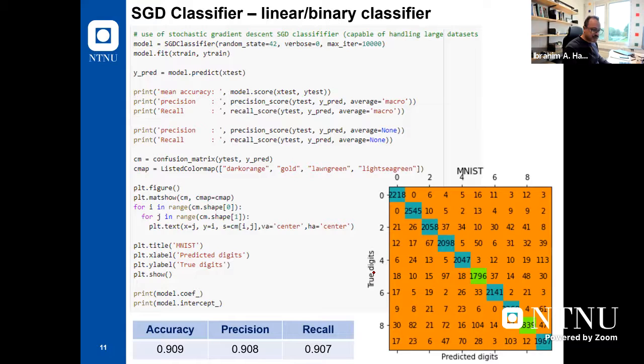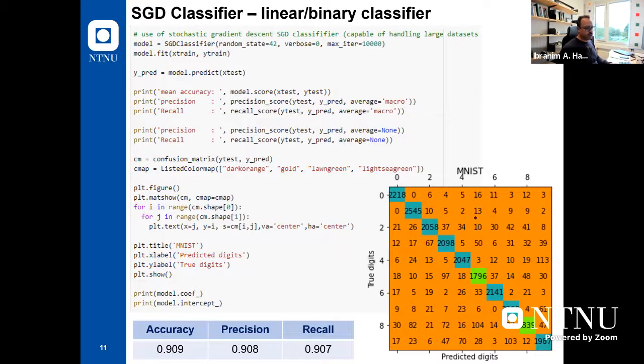So I used the SGD, stochastic gradient descent, classifier. It's a kind of feed-forward neural network, and I trained my model, and we have this kind of accuracy, precision, recall, right? And this is the confusion matrix. We did before a confusion matrix for 2 classes. Now we can do it for 10 classes.